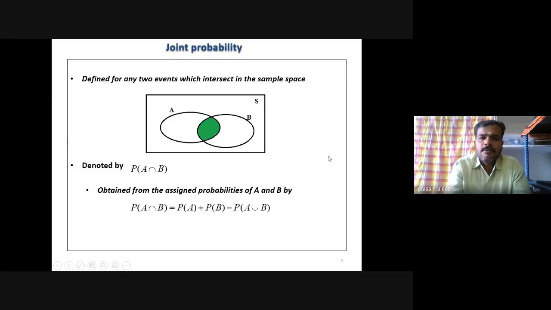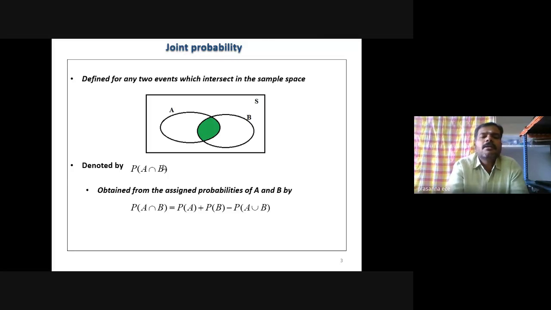First, we'll see what is joint probability. The concept of joint probability is defined for any two events which intersect in the sample space. A Venn diagram is shown where there are two events A and B which are intersecting, and the intersecting portion is shaded in green. The probability of the green shaded region is what is known as the joint probability of A and B. It is also denoted by P of A intersection B.